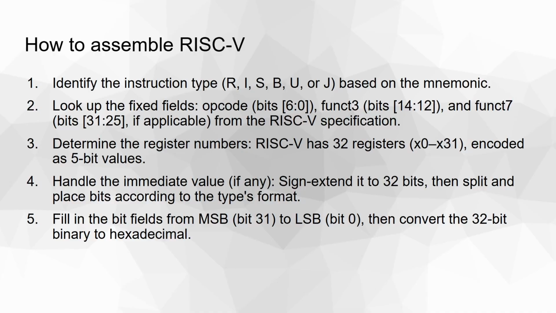RISC-V has 32 registers encoded as a 5-bit value. It counts up from 0 to 32, or 0 to 31, sorry. Next, you can handle your immediate value if it's an I-type or a U-type or a store word type, and sign extend it or zero extend it, depending on what operation you're doing. But typically, you'll sign extend, and then you'll split your bits according to the type's format.